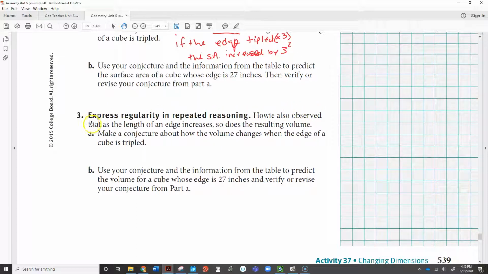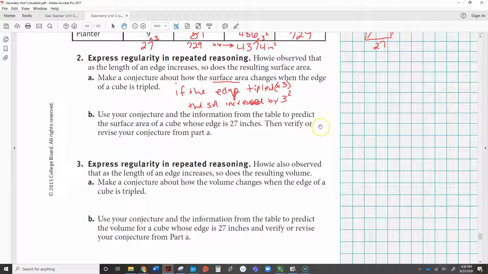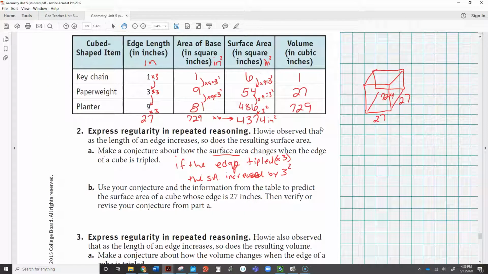Howie also observed that as the length of the edge increased, so did the volume. So they want us to do the same thing for volume. Okay, so this is obviously 1 times 27, and this is obviously 27 times 27. So this looks like it's being multiplied by 27, but I wonder, is the relationship between 27 and the original increase in the side length? Well, if you don't recognize it, 27 is 3 cubed. So the original side length tripled and the volume increased by 3 cubed.